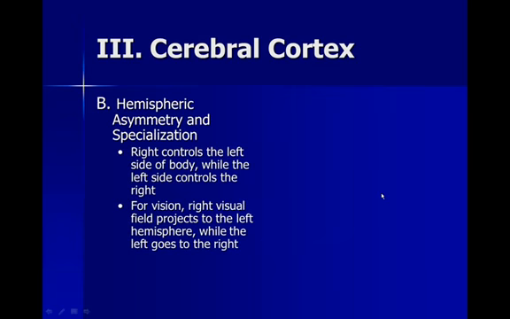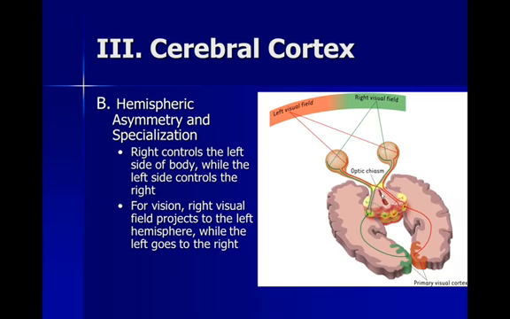The two hemispheres, while they work together in a normal patient, we have to keep in mind that they are specialized and they are asymmetrical. That is, the right side of the brain, of course, controls the left side of the body, and of course the left side of the brain controls the right.